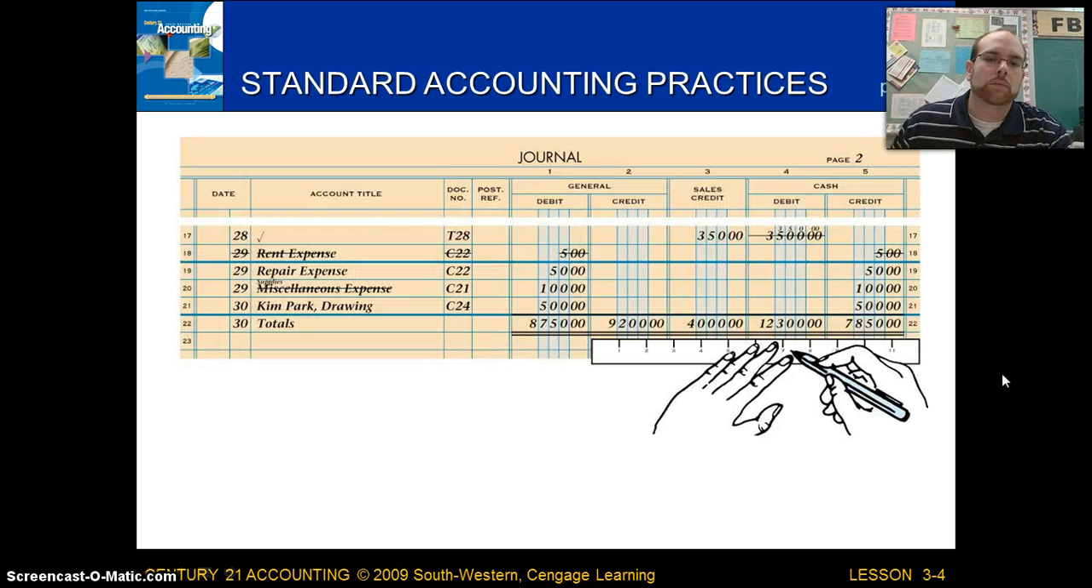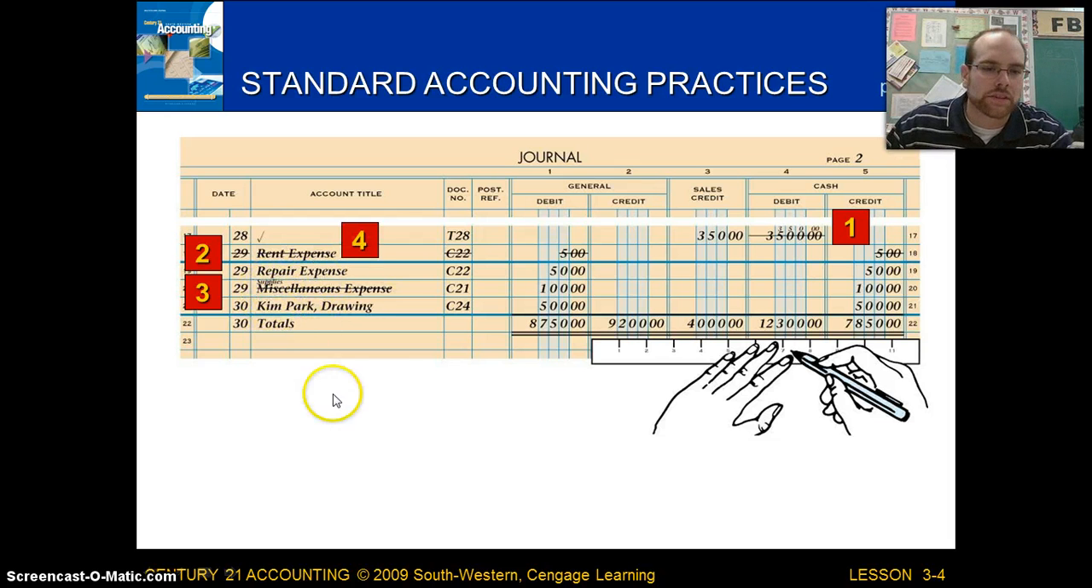Some standard accounting practices, so we're going to go through a few of them. Let's say you make an error. The first thing you can do is simply cross it out and then write the correct amount on there. Like you see here, we had 3,500. We accidentally added a 0. It's 350. Second step, if we got the date wrong, we can just erase that so that we know we were actually on the 28th.